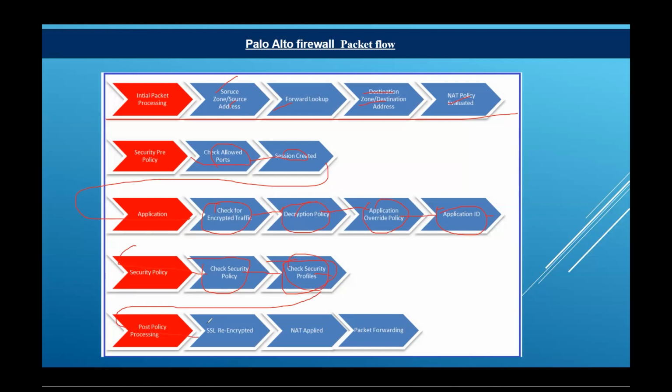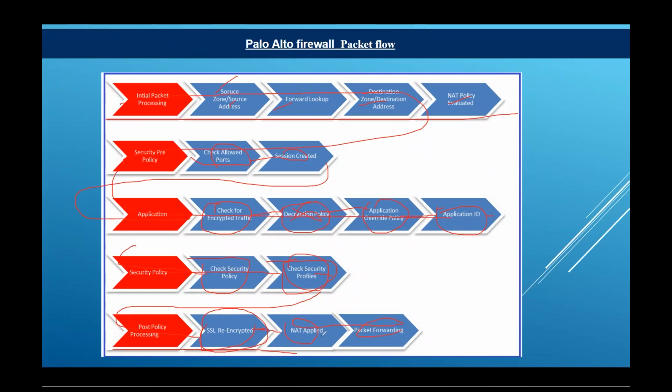After that, we have to forward that traffic to the client, so we have to re-encrypt that. Here we decrypt the traffic. Here we re-encrypt the traffic. And then we apply the NAT and forward the packet. So, guys, this one is your complete packet flow.